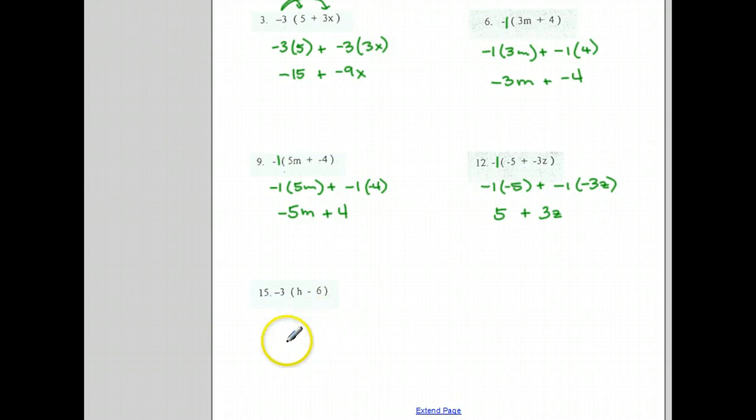Okay, our screen just shifted a little bit, but you should still be able to follow me. Number 15, you are distributing a negative 3. For number 15, you might want to rewrite this h minus 6 as h plus a negative 6. I know that some of you, that was helping you in class, so you might want to do that. We've got negative 3 times h plus negative 3 times negative 6, negative 3h plus a positive 18 for that page.